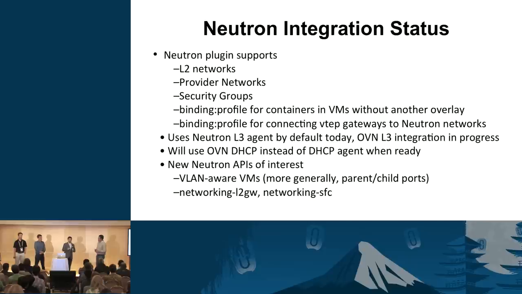There are some specific Neutron APIs being worked on that are of interest for us. There's this thing called VLAN-aware VMs. It was not originally targeted for this use case of containers running in VMs, but it turns out to be exactly what we needed. We needed a way to express that you have this port that's like a VIF on a VM, but then logically there are other things inside of that VM. That's what VLAN-aware VMs expresses: the port on a VM is a trunk port, and there are multiple VLANs inside of that, and that actually provides what we needed. So we're interested in helping get that done this cycle.